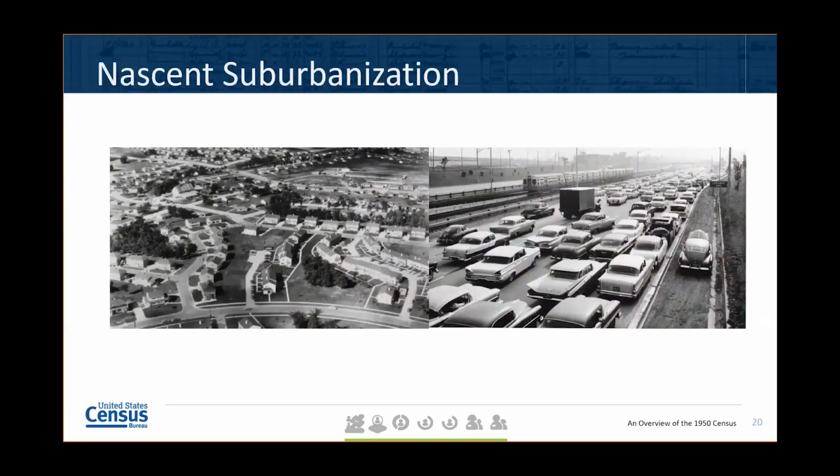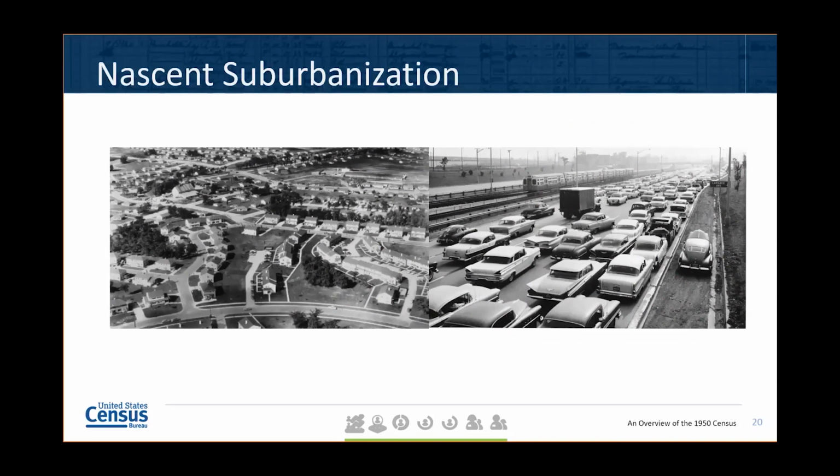Nascent suburbanization in 1950. So as I said before, suburbanization had really only recently begun by 1950, and it would expand greatly in the coming decades. The U.S. population in 1950 still lived mostly either in cities or in rural areas, and often on farms. The share of the population in metro areas was 56.1% in 1950. 32.8% of that was in central cities, 23.3% living in suburbs.